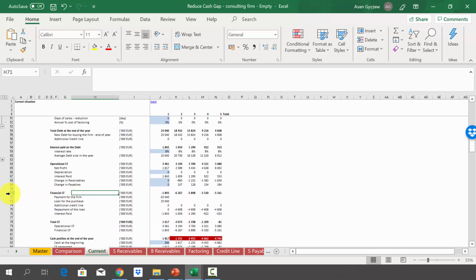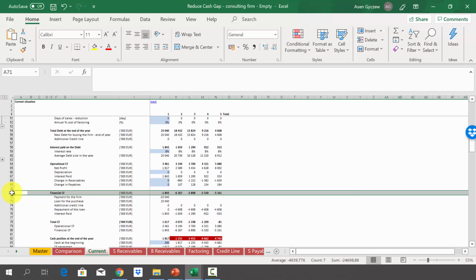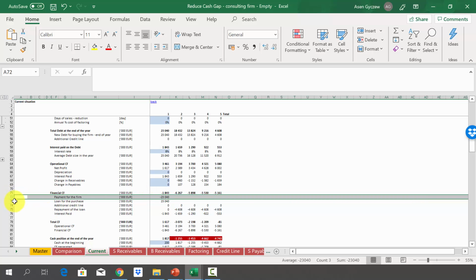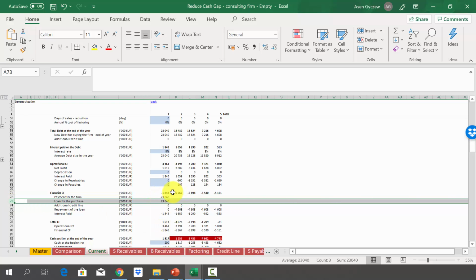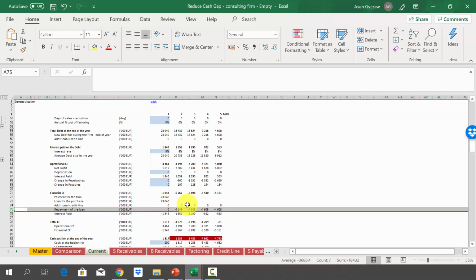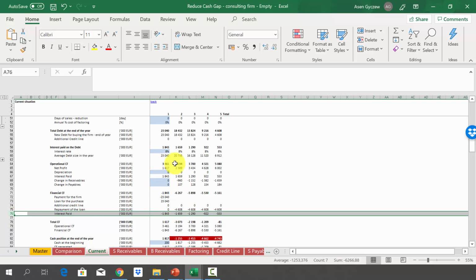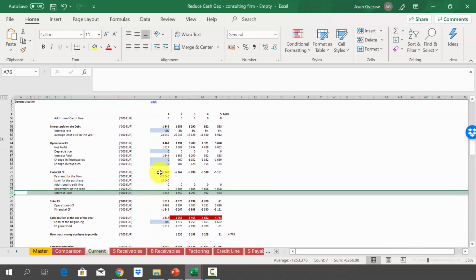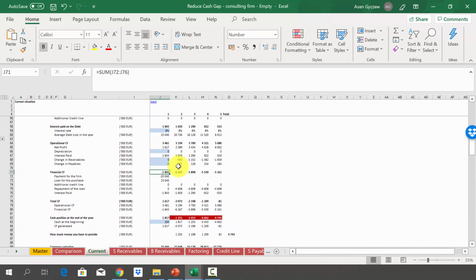In row 71, we estimate the financial cash flow. So here we look at the payment for the firm, which we finance by taking the loan. So one is with the minus, the other one is with the plus. You have an increase coming from the additional credit line if you take it, the repayment of the loan, and then you've got the interest paid, which we removed from the operational cash flow and we put it back with minus in the financial cash flow. So in other words, when it comes to financial activities in the first year, we're going to spend almost 2 million, then 6.2 million, and so on and so forth.